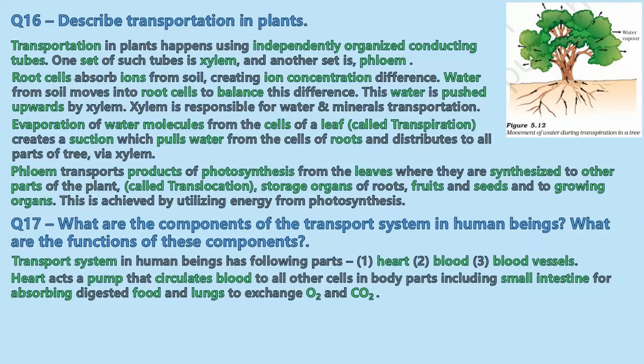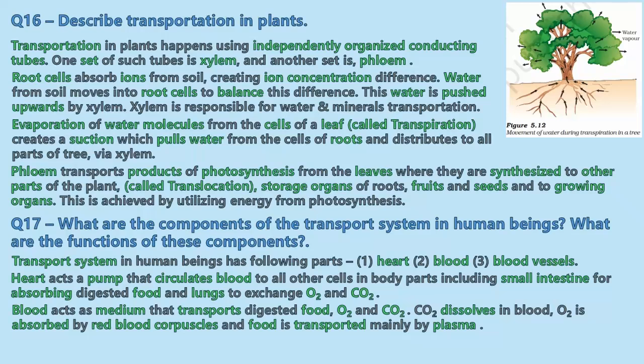The heart acts as a pump that circulates blood to all the cells in the body parts, including the small intestine for absorbing digested food, and the lungs for absorbing oxygen and releasing carbon dioxide. The blood acts as a medium that transports digested food, oxygen and carbon dioxide.